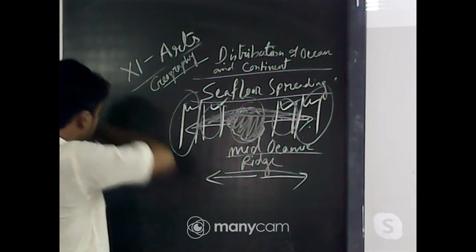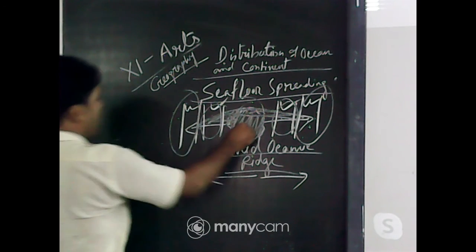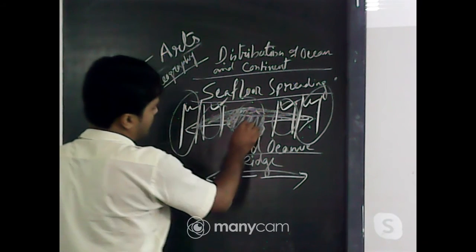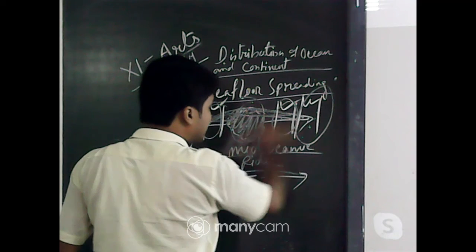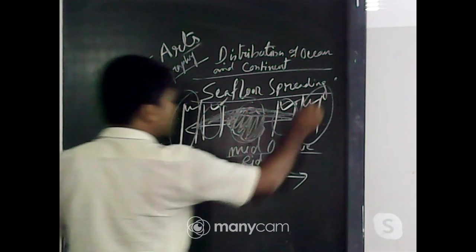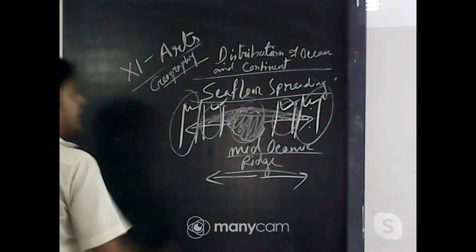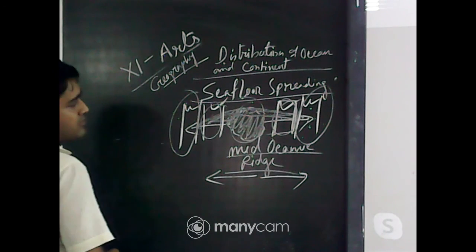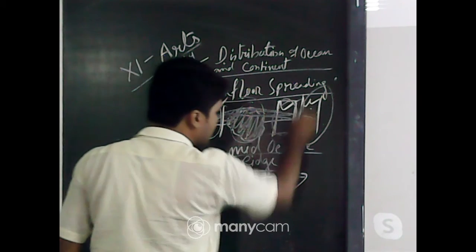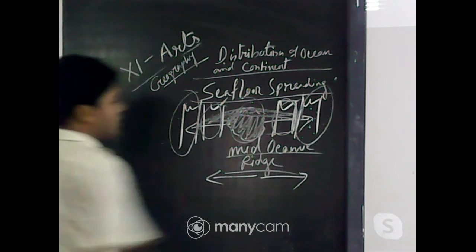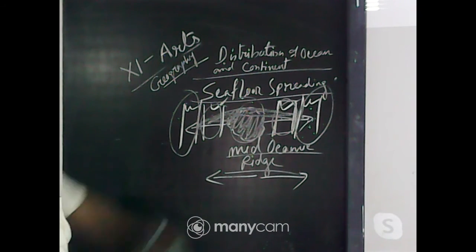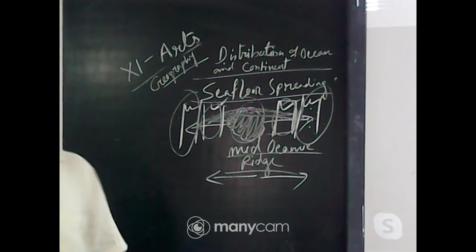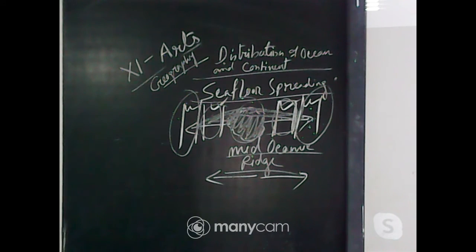That's why, from the crest of the mid-oceanic ridge, when the distance increases, the rock's age also increases. Near the mid-oceanic ridge, the rock's age is younger, and those rocks situated far away from the mid-oceanic ridge, on both sides, their age is also older. So this is also important.